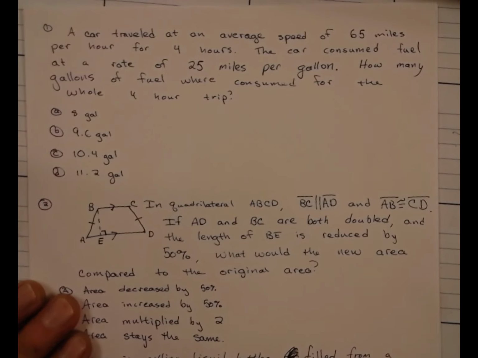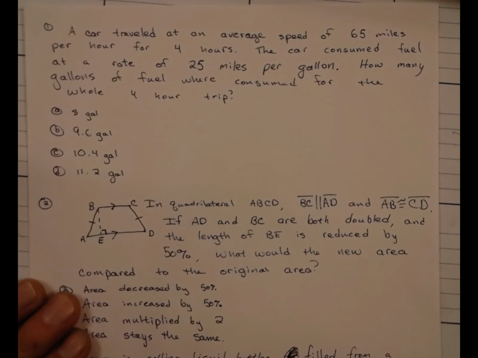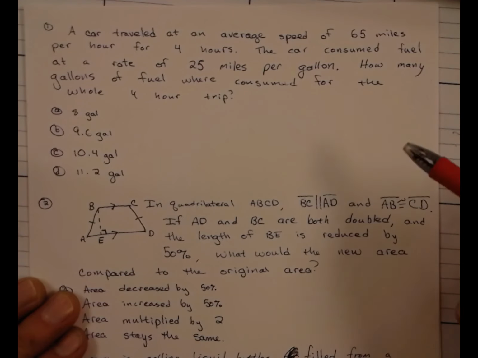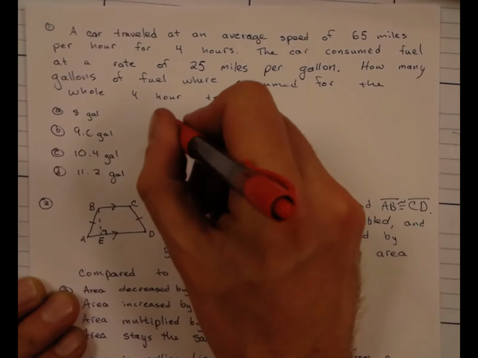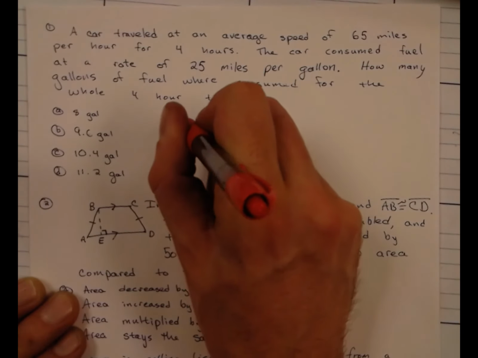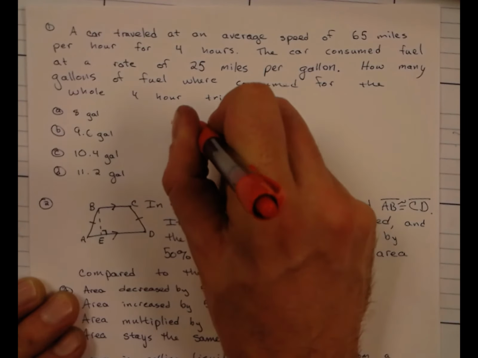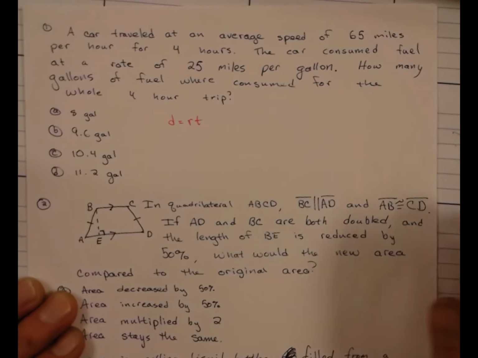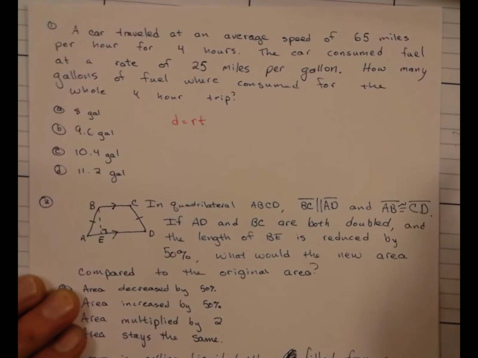A car traveled at an average speed of 65 miles per hour for 4 hours. The car consumed fuel at a rate of 25 miles per gallon. How many gallons of fuel were consumed for the whole 4-hour trip? All right, so you guys know that dirty old equation, distance equals rate times time, sometimes called the DIRT equation.